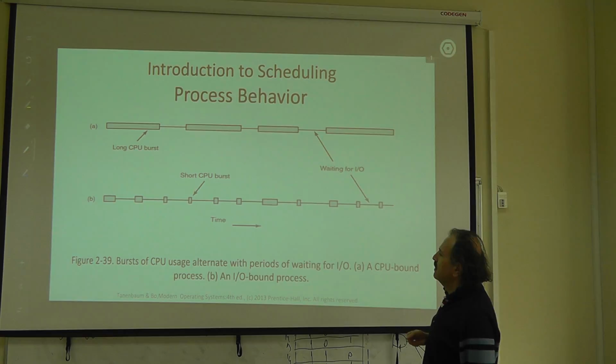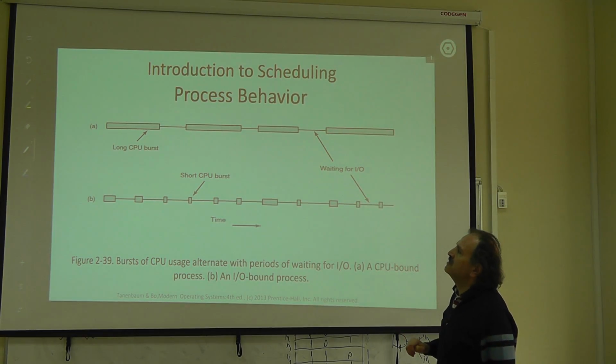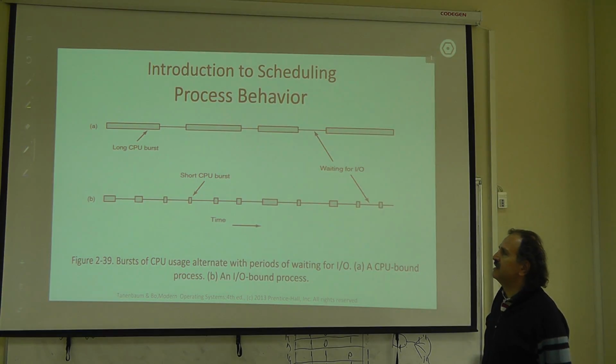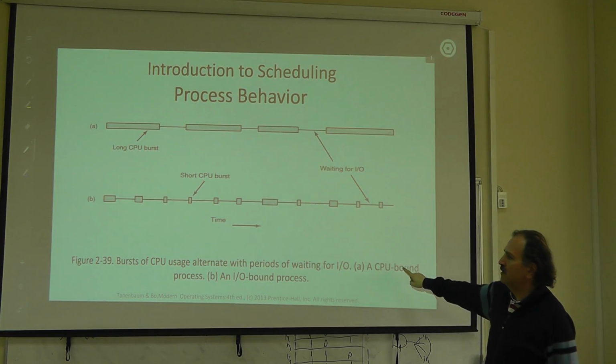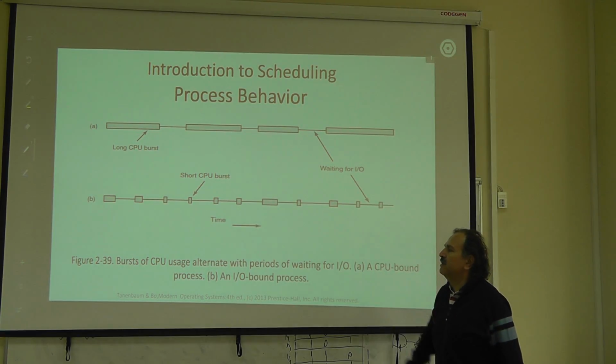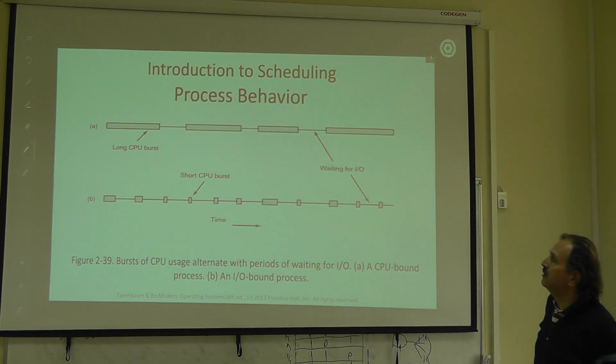In a CPU-bound process, the CPU is used most of the time. Waiting for I/O takes less time. So it is called a CPU-bound process. The one in part A is a CPU-bound process. In part B, it is an I/O-bound process.